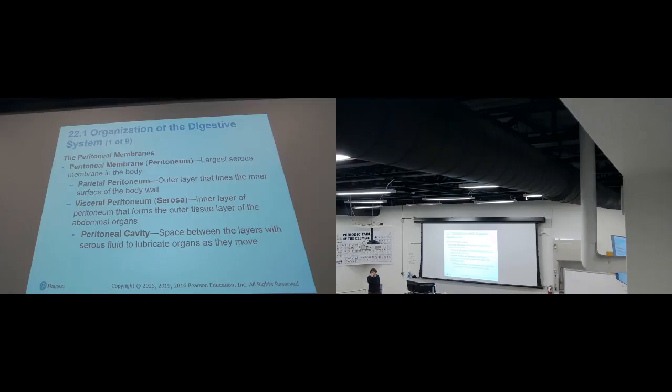Now, our organs of the digestive system that are located in the abdominal cavity, which are most of them, are protected by the peritoneal membranes. We have two. We have the visceral peritoneum internally, and externally we have the parietal peritoneum. Now, the visceral peritoneum, which is the one that is in close contact with these intra-abdominal organs, can have different names depending on which organs it connects.